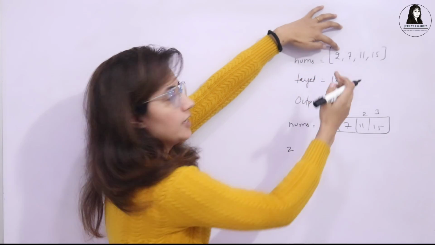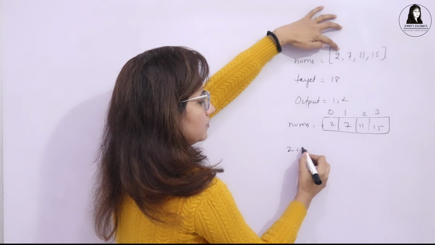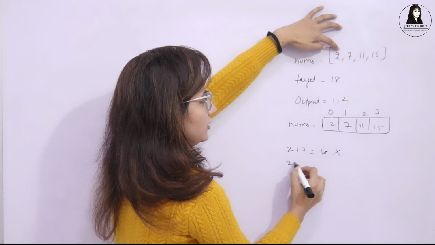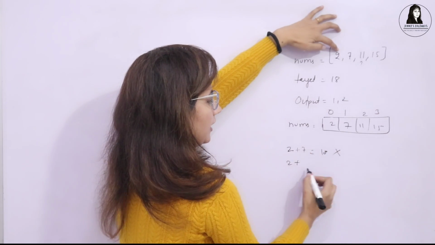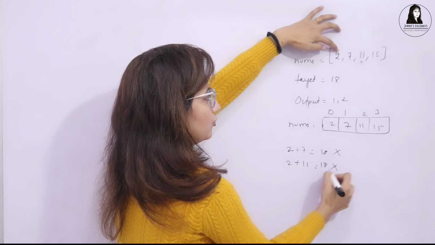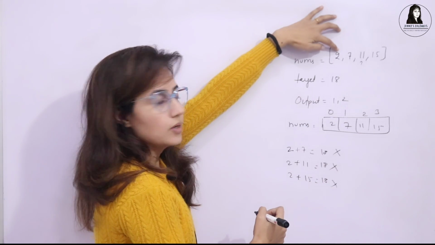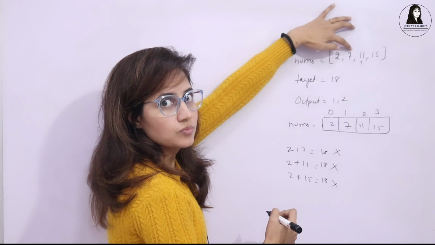We will check 2 plus the next element. Is this 18? No. Then we will see 2 plus 11. Is this 18? No. Then 2 plus 15. Is this 18? No. Then we take the next element, right?